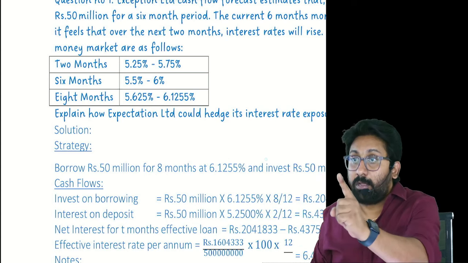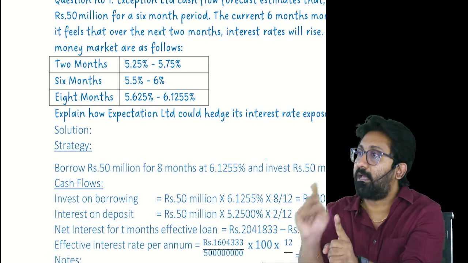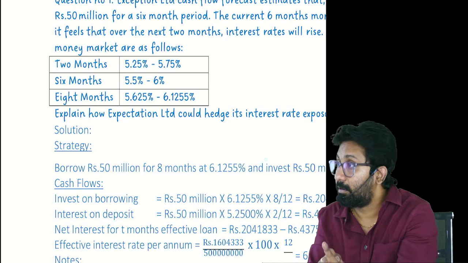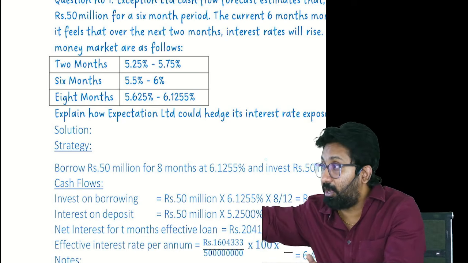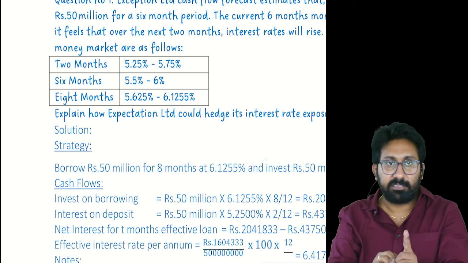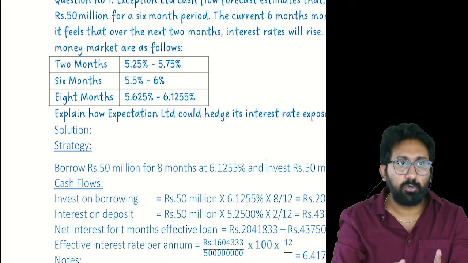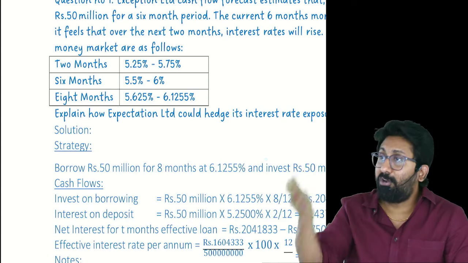Transaction 1. You want to borrow today, but you need the money after 2 months. Answer, for a period of? It means the contract will expire at the end of the 8th month. Correct or not, everyone? He said like this. Koushik, Mukhesh, you do one thing. Borrow for 8 months.